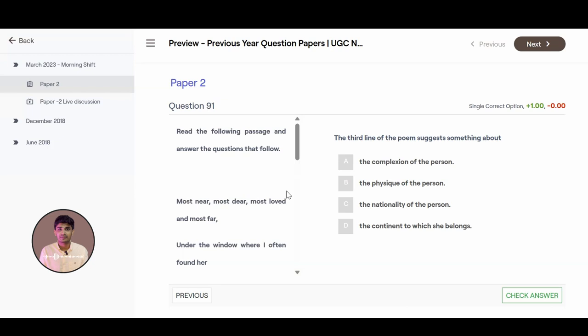Take at least the previous year question papers and start solving the comprehension questions. See what exactly is being tested in a comprehension question. It's your ability to read and comprehend. So if you want to answer the questions, practice, and that will make you better.